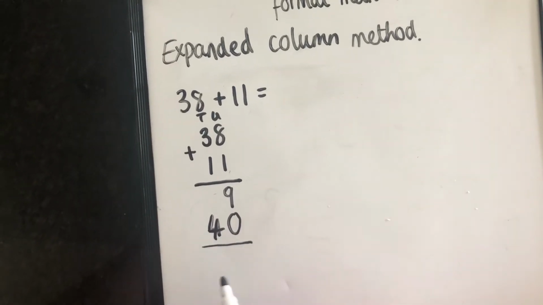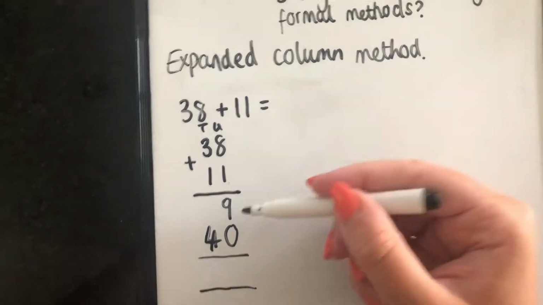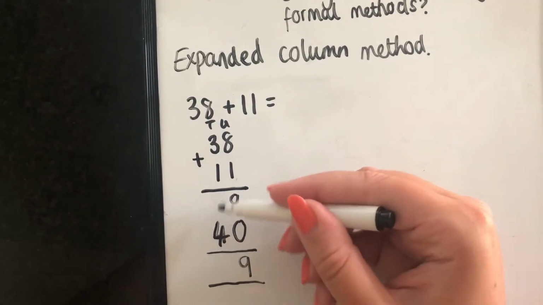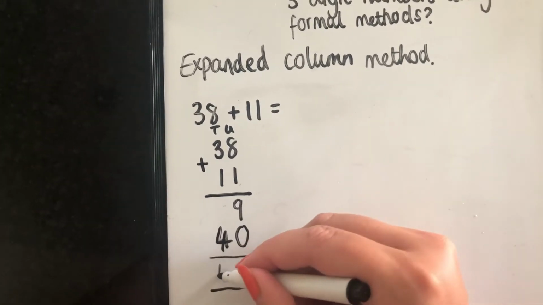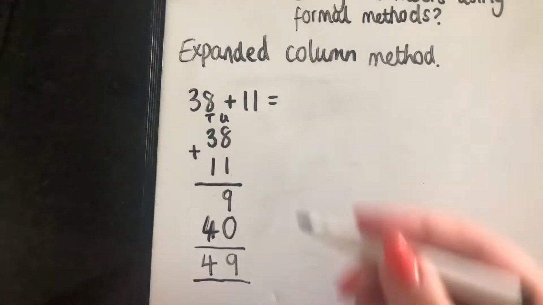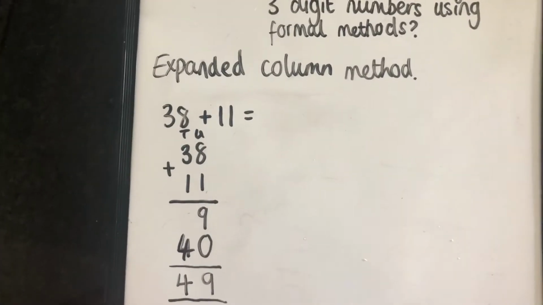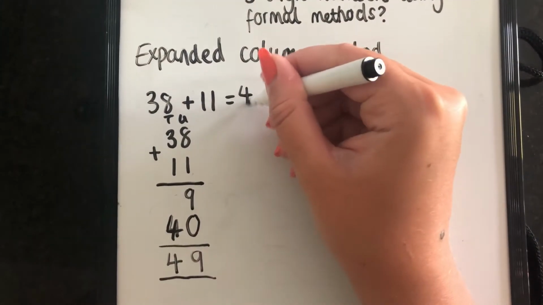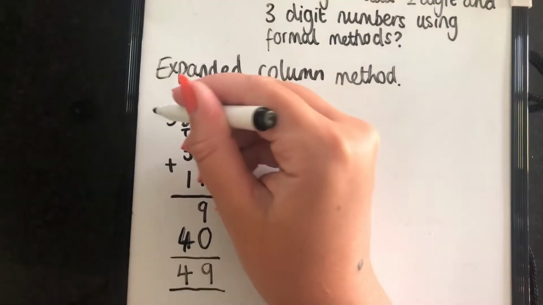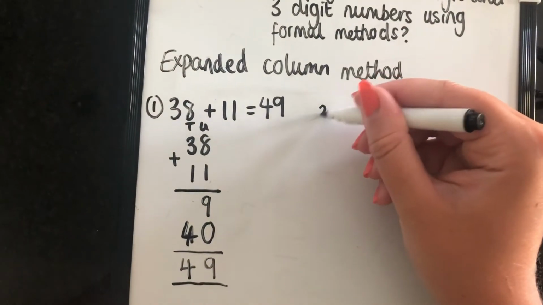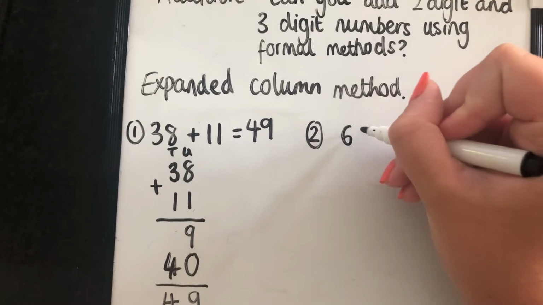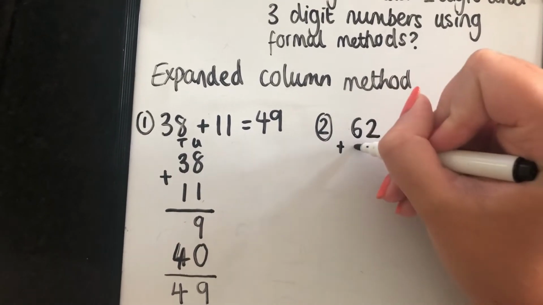Now we're going to add them up at the bottom. So what's 9 add 0? 9. What's 4? Nothing. 4. 49. So that's our expanded column method. Right, we're going to try it with another one now. So let's write it up here. Our answer was 49. So that was number 1. Let's try another one. So we're going to do 62 add 45.